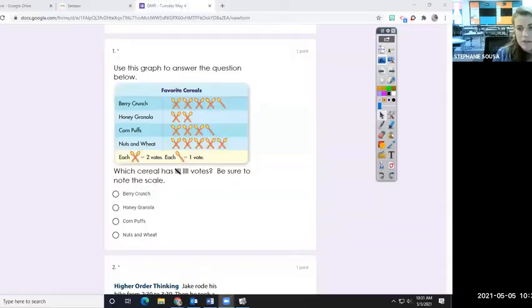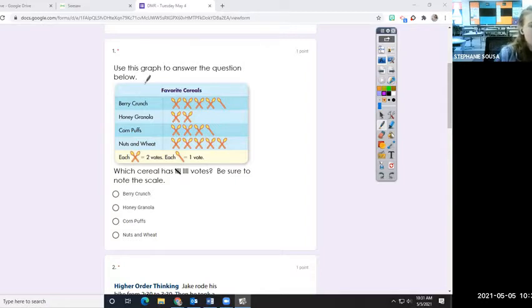Alrighty, you have your DMR, and it covers skills that should be fairly familiar to you. Also, this week's DMR is all multiple choice, except for the subtraction. But we've done subtraction since first grade, so we're good there. So it should be a lot easier for you to determine answers.